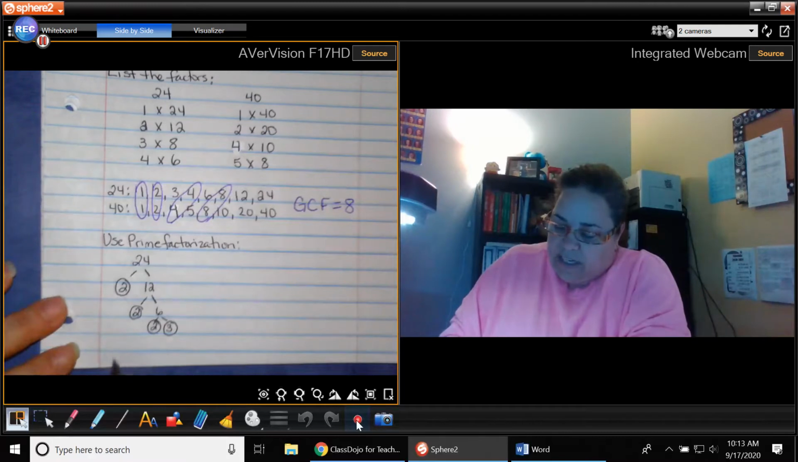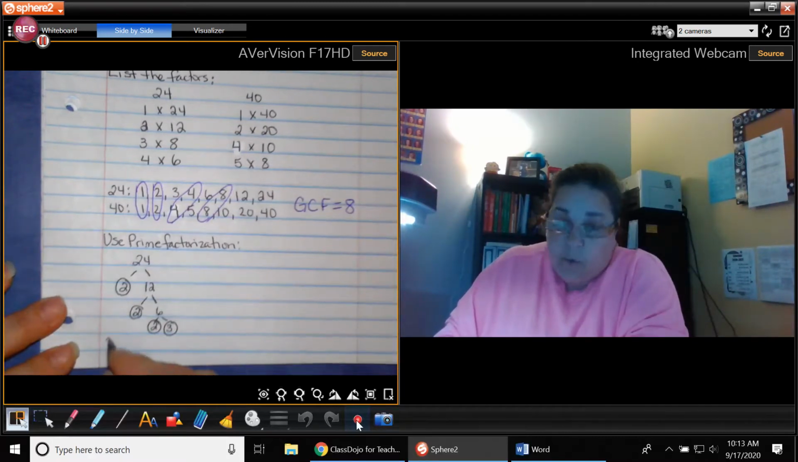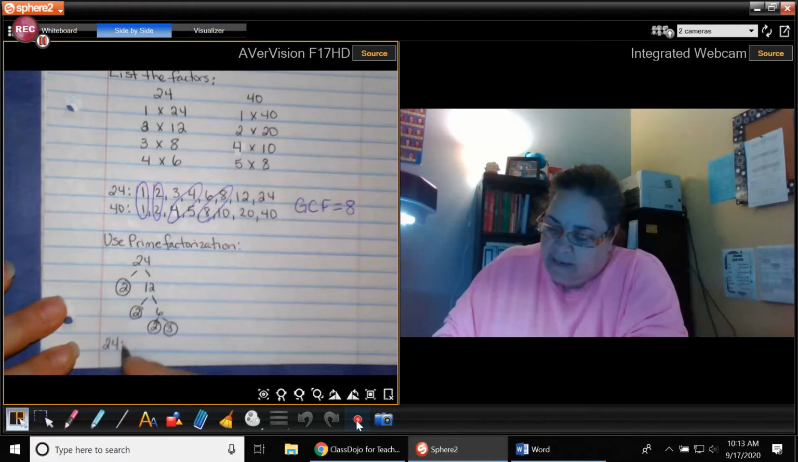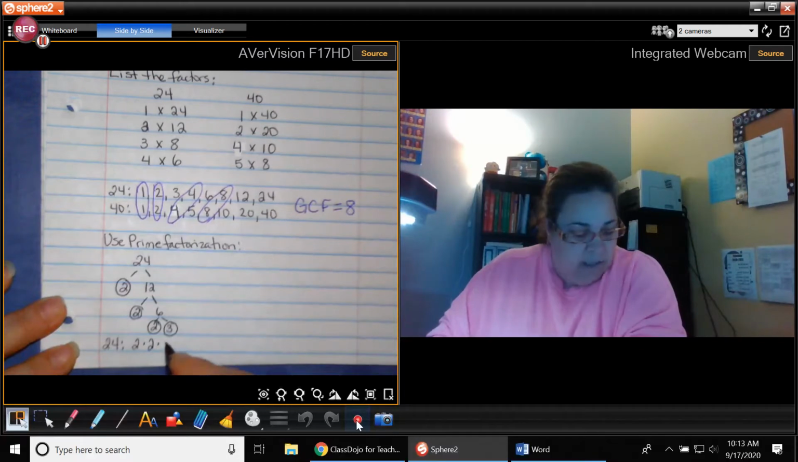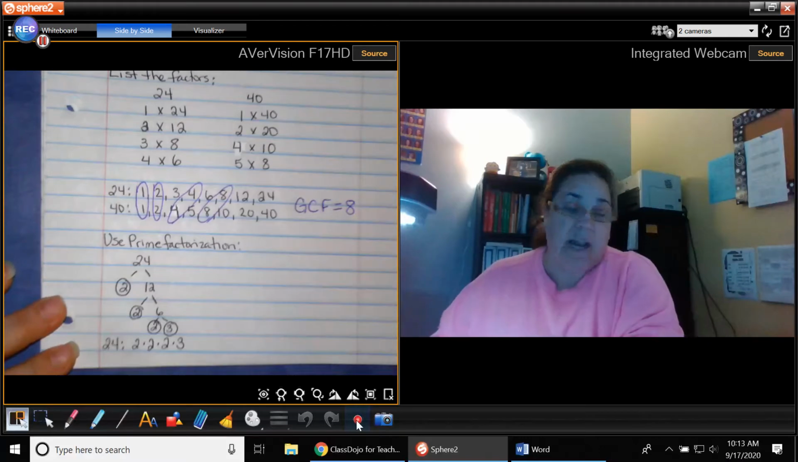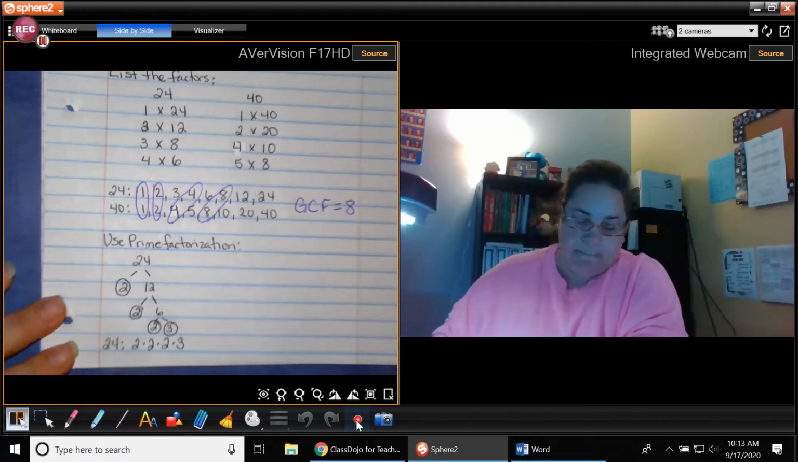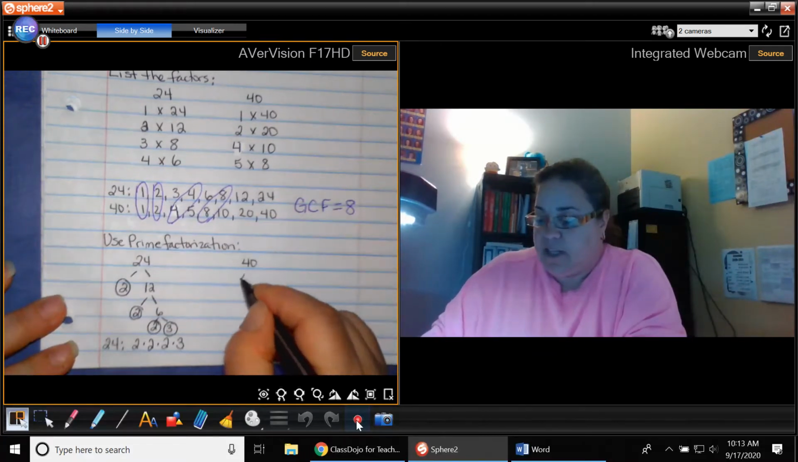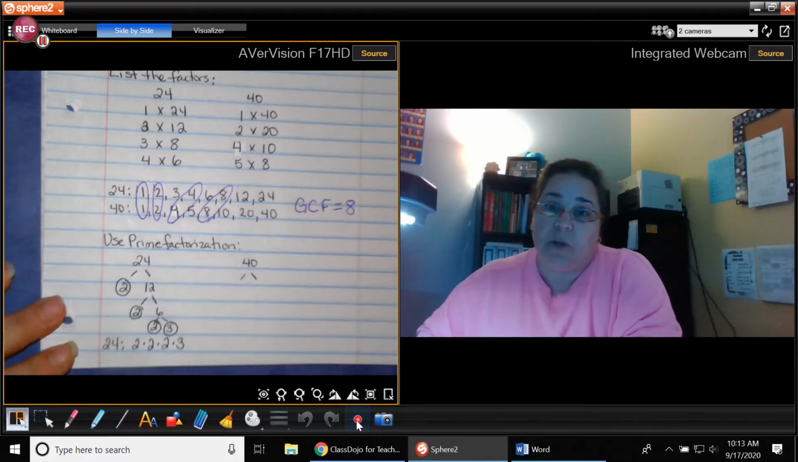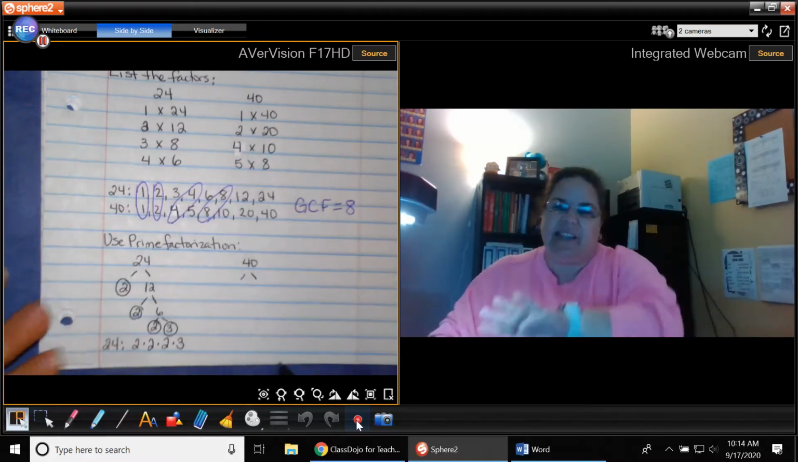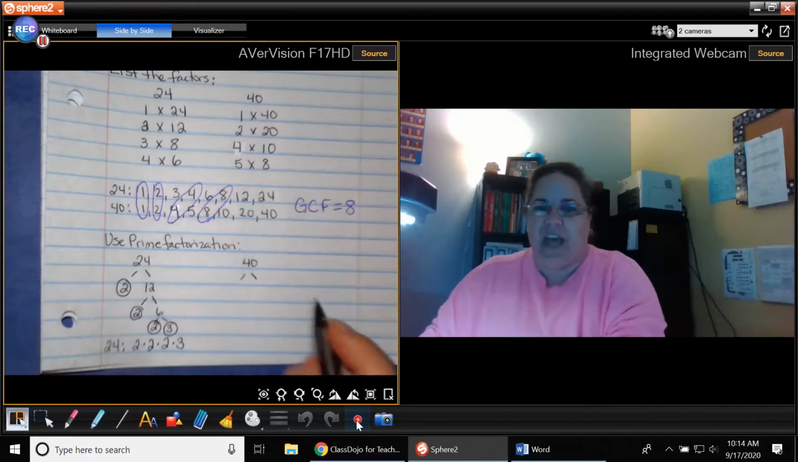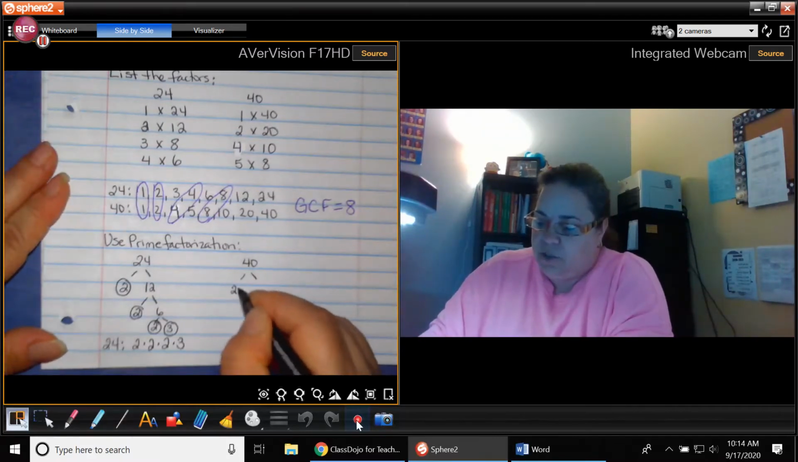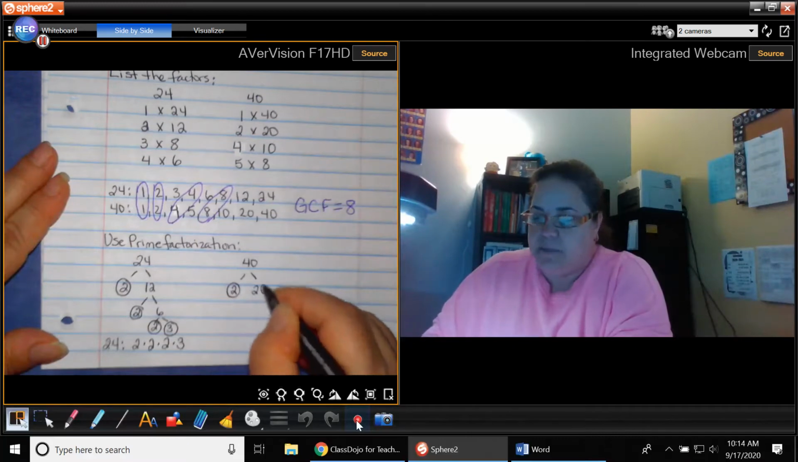So my prime factorization for 24 is 2 times 2 times 2 times 3. All right, now I'm going to do 40. Again, just like I did before, I'm going to choose my lowest prime number that goes into 40. Just because it's the easiest way, I get to kill a branch right off the bat. I love that. Okay, so 2 goes into 40 20 times.